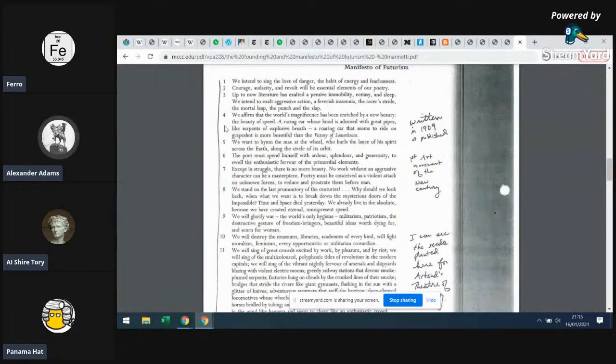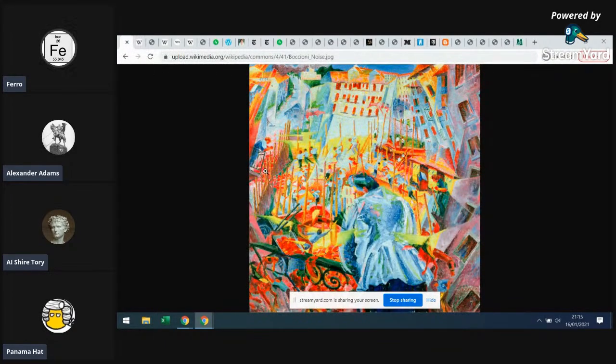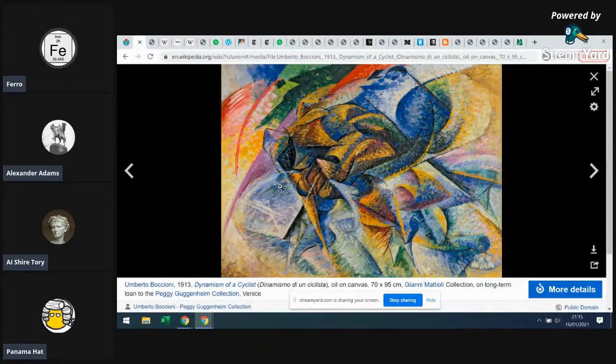So that's why you see that fascism rises first in Italy, I think in 1923 or something. It's interesting seeing how they pull in the machine revolution. You can see here, we affirm that the world's magnificence has been enriched by a new beauty, the beauty of speed, the racing car whose hood is adorned with great pipes like serpents of explosive breath. The language is so evocative and almost ridiculous if you're thinking of this as a manifesto. But stylistically, they're trying to take some of those early modern ideas and add in all of those ideas of the future as well.